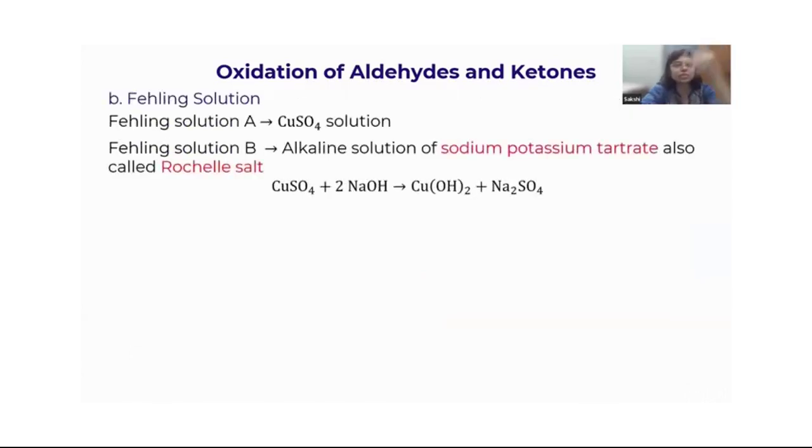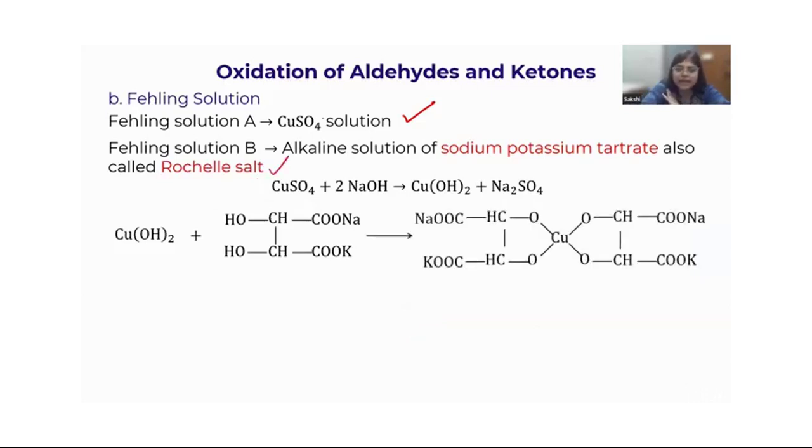Okay, now Fehling solution. What is Fehling solution? It is a mixture of Fehling's A and B, again which is used for oxidation. So Fehling's A is copper sulfate. This is asked in the exam. What is Fehling's A? Fehling's A is copper sulfate. Fehling's B is alkaline solution of sodium potassium tartarate, which is also known as Rochelle salt. Okay. So we mix Fehling's A and B together to get Fehling solution.